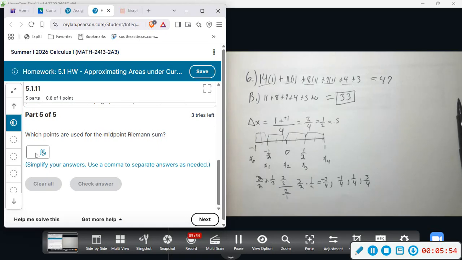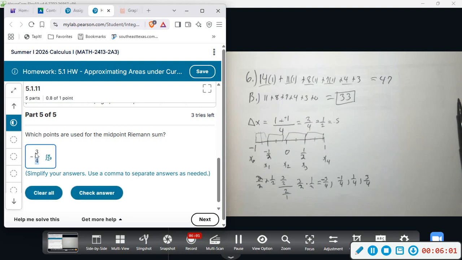So the midpoints would be negative 3/4, negative 1/4, positive 1/4, and then positive 3/4.